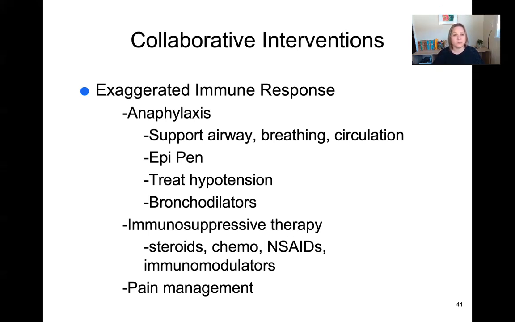Patients with autoimmune disorders with a chronically overactive immune system may need to be on immunosuppressive therapy to cool off their immune system and slow their roll. So we can treat them with steroids, with chemo, with NSAIDs or immunomodulators to try to chill out their immune system that's just going crazy. And these exaggerated immune responses can cause pain, and so we're going to evaluate and treat that as appropriate.